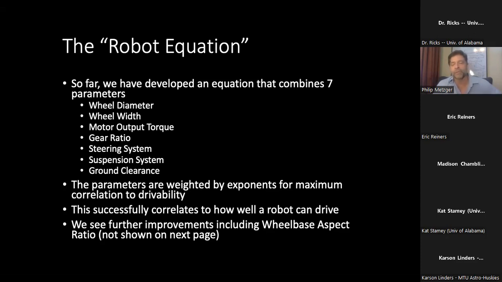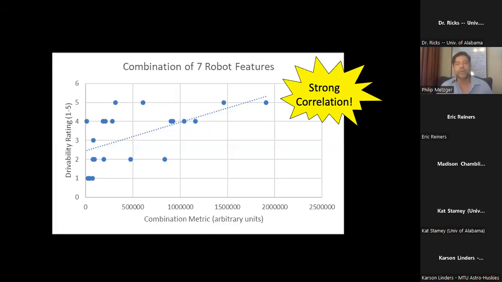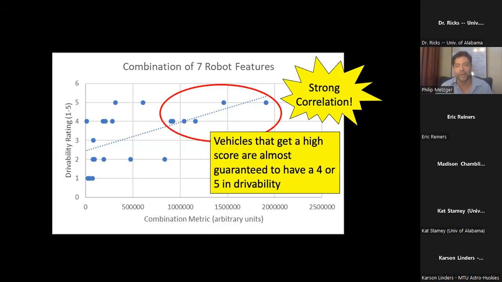And we know that there are further improvements possible if we include the wheelbase aspect ratio, but I didn't include that here. So this is what you get when you plot this metric versus drivability rating. It's a really strong correlation, okay? And if you have a robot that scores at around 1 million points or higher on this metric, then that vehicle will probably have a 4 or 5 rating on the drivability scale.